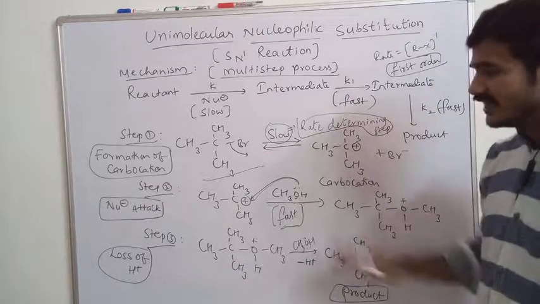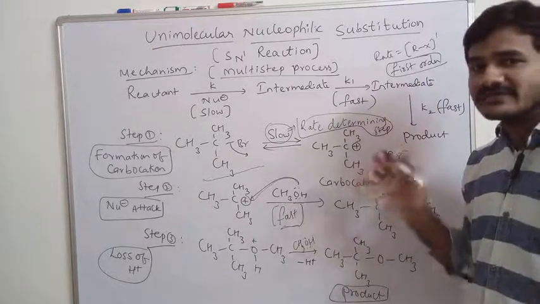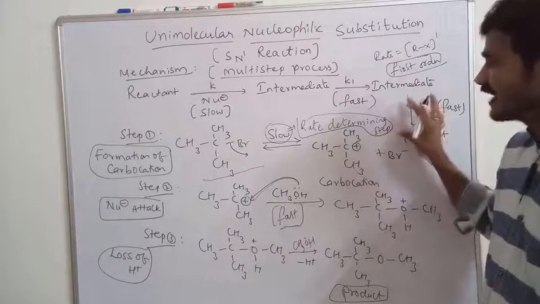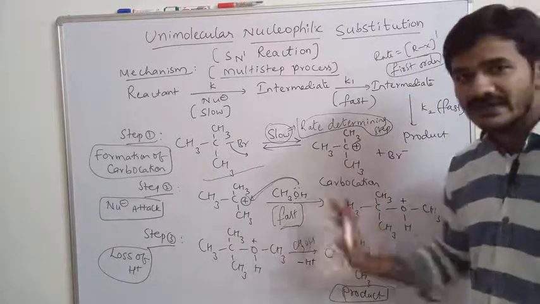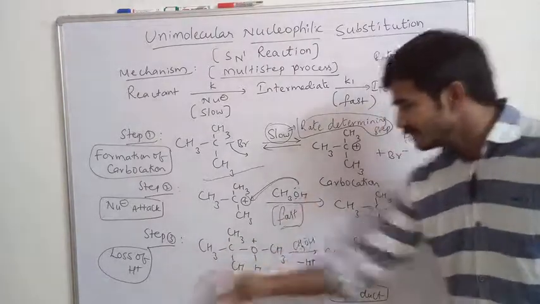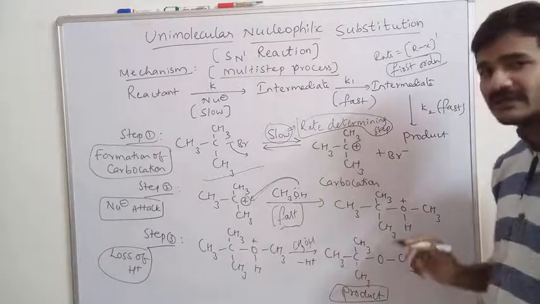So this is the mechanism of SN1 reaction. It is a multi-step process. It is not a single step. First it has to form the carbocation, and next the nucleophile will attack. If it is a solvent like this, which contains hydrogen, in the final step it loses one proton and forms the product.